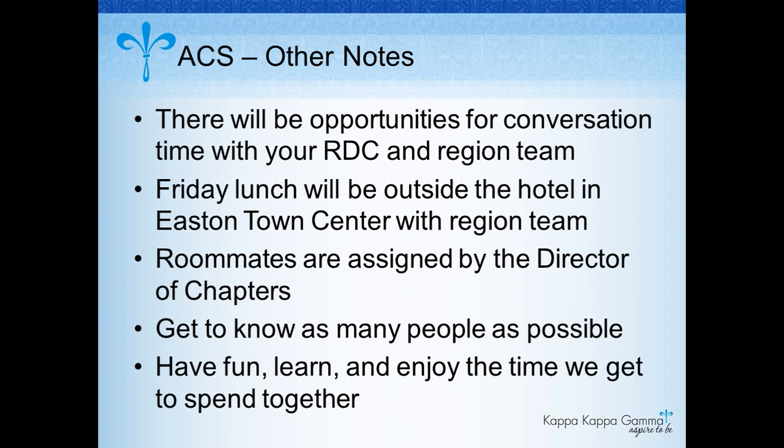Friday lunch is going to be outside the hotel in the Easton Town Center with your regional team. That's going to be paid for, of course, by ACS and fraternity. Roommates are assigned by the director of chapters, so don't worry about that. You'll find out your roommate just like at convention when you check in and go up to your hotel room. It's always fun to find out who you get to room with.